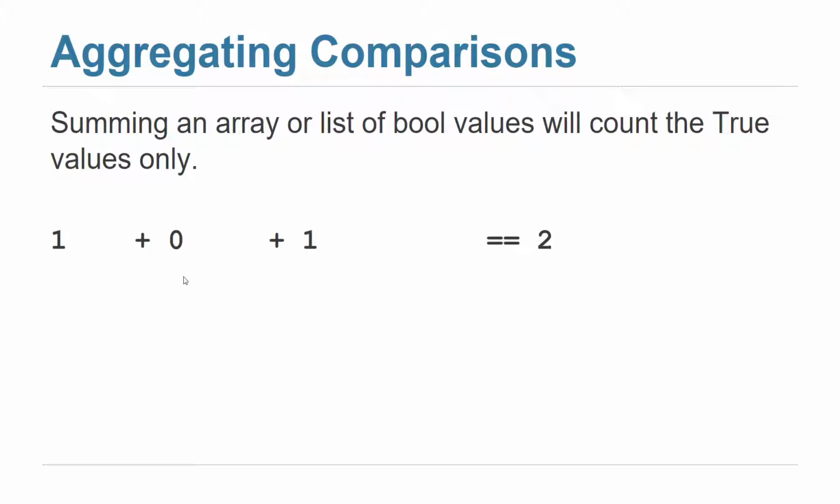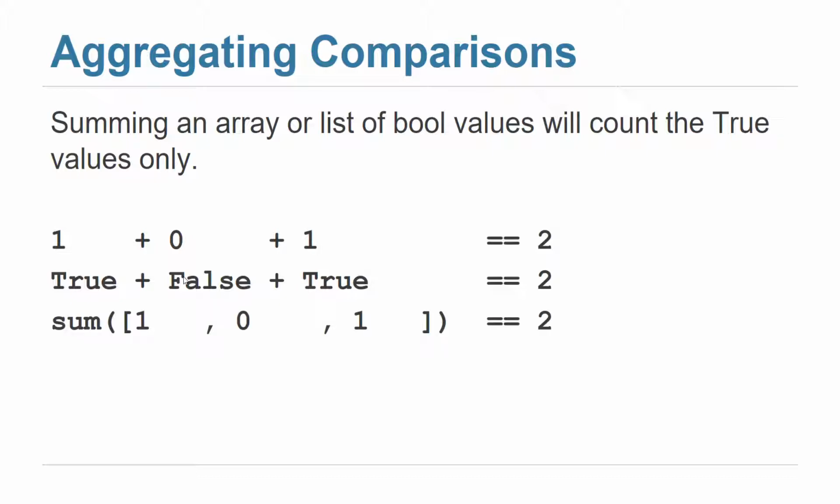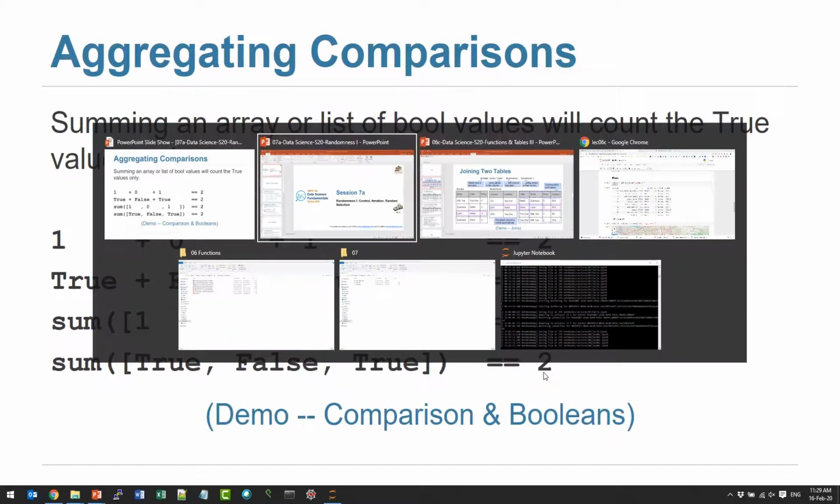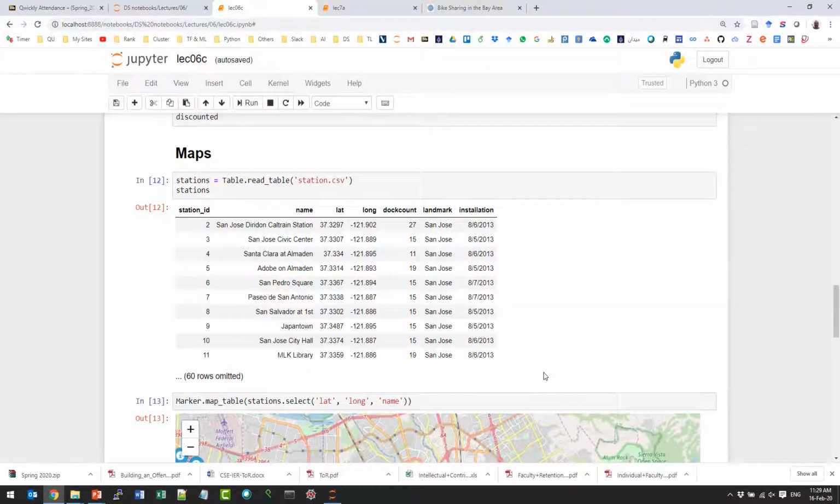So of course, if we sum an array of zeros and ones, we will get the number of ones. If we have that array, we'll get the same. And if we have that array of Boolean values, we will get the sum of them. And you will see later how useful this is in doing sampling and getting the distribution of samples. Let's do a quick demo here.